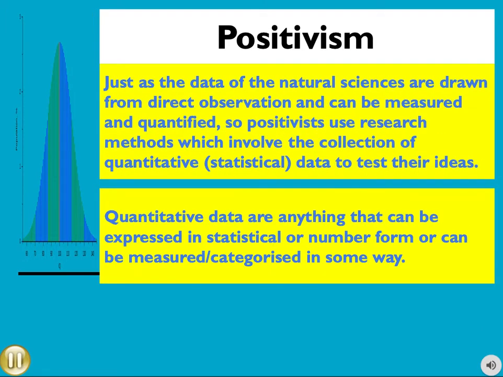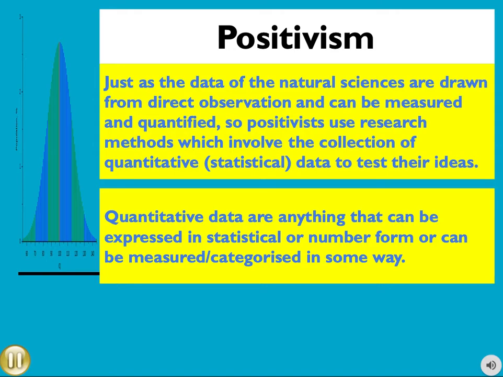And this is where we can see further links to science. For positivists, we should use scientific methods, or to put this more simply, for a positivist, we should be using research methods that should be used to generate quantitative data. As stated here, quantitative data is anything that could be expressed in a statistical form or a number form. So that could be something as a percentage or something that could be put into a chart. It could be also something we could talk about as being categorised in some way.